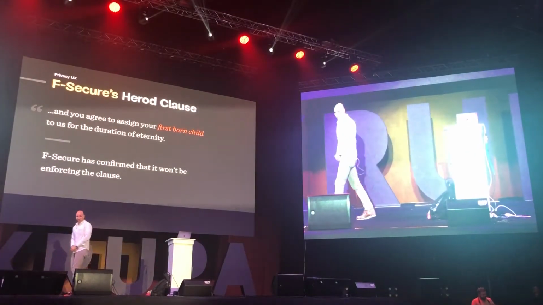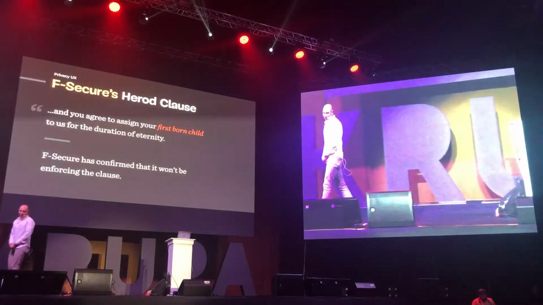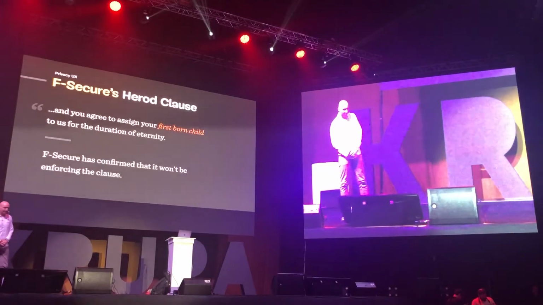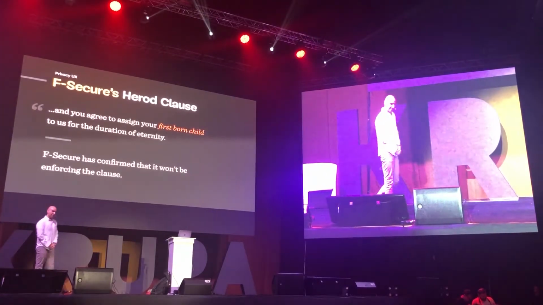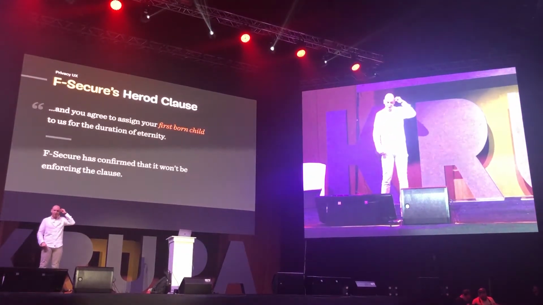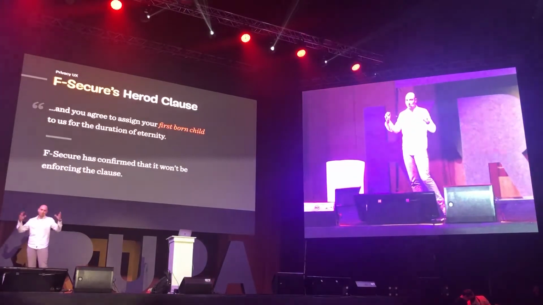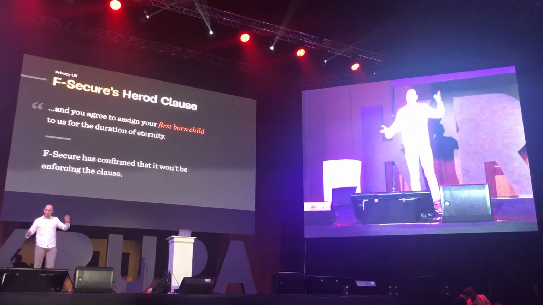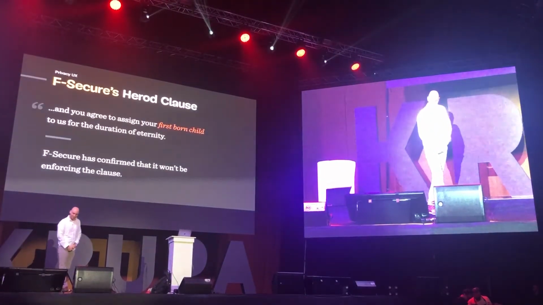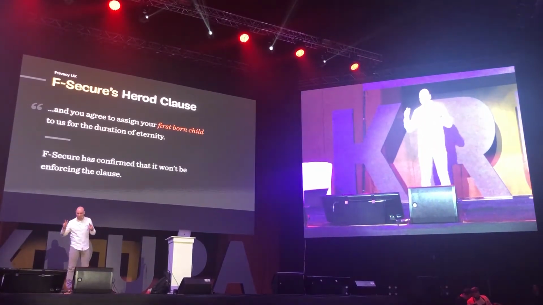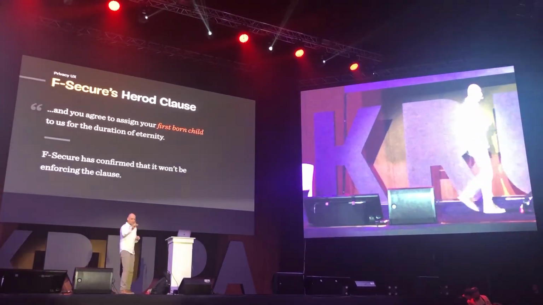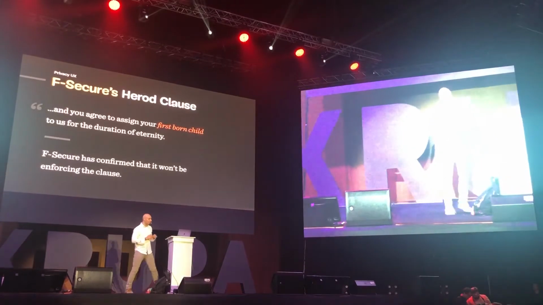You think I'm joking? I'm not joking. And you agree to assign your firstborn child to us for the duration of eternity. Isn't that friendly of them, right? So you sign up for a Wi-Fi hotspot somewhere in a public airport or so. You sign up your firstborn child. That's nice. But F-Secure has confirmed that they will not enforce the clause. But actually, legally, they are able to do that, right?